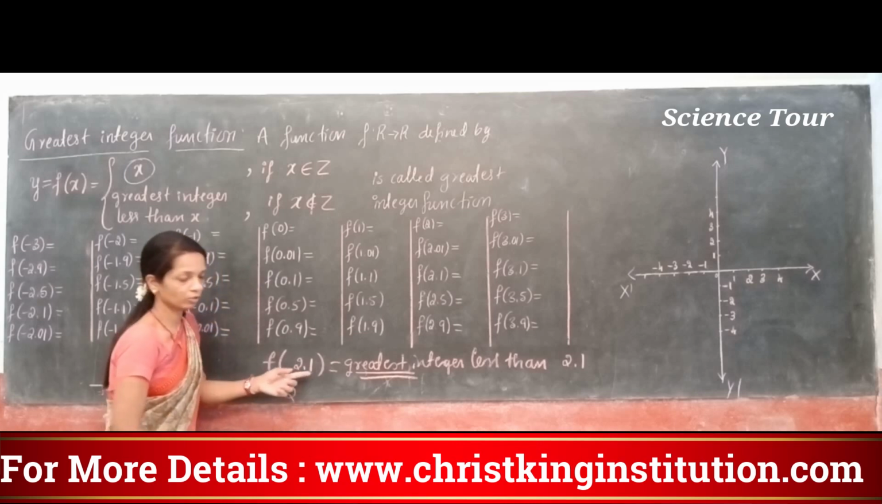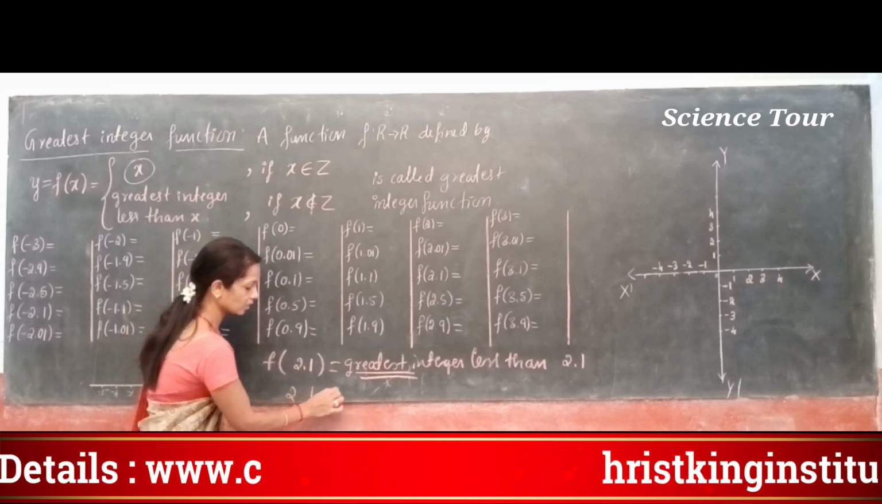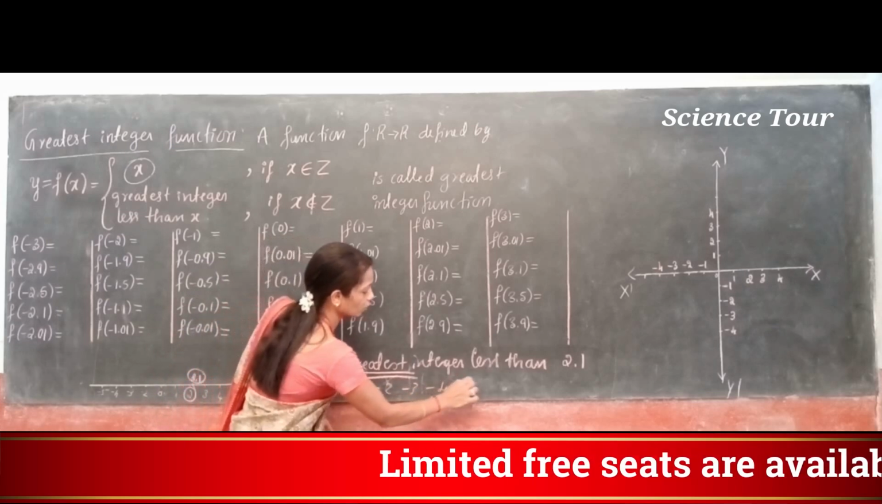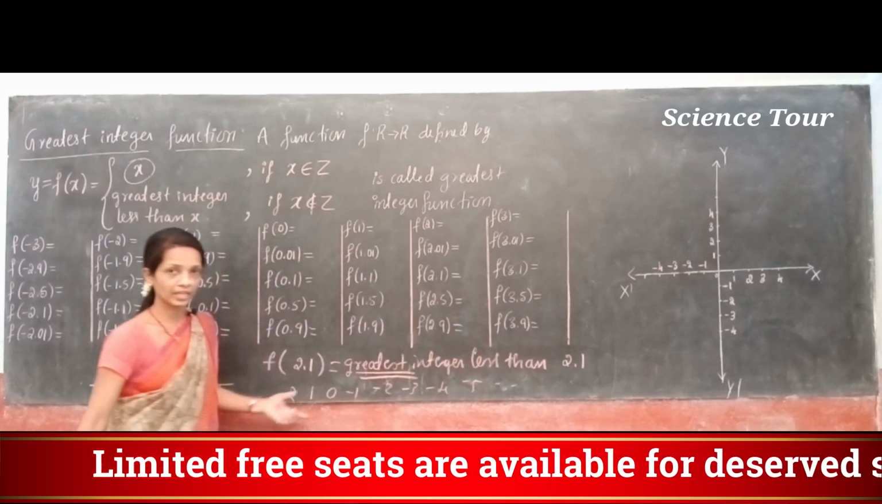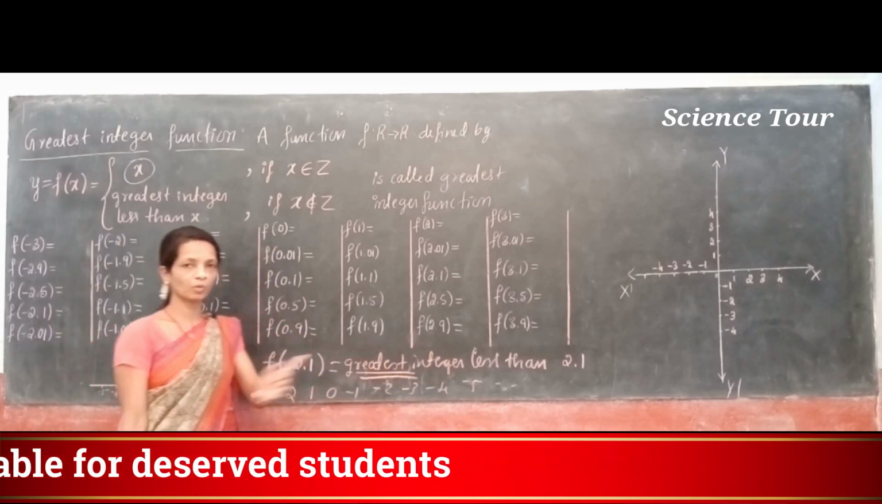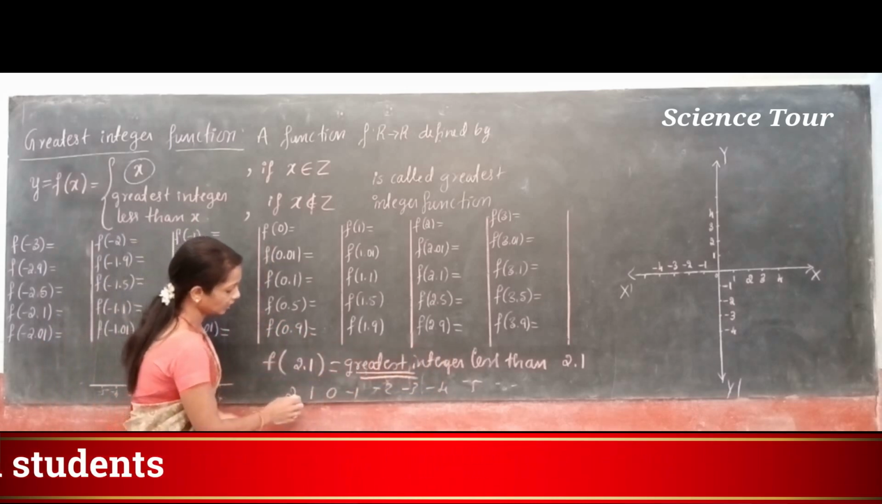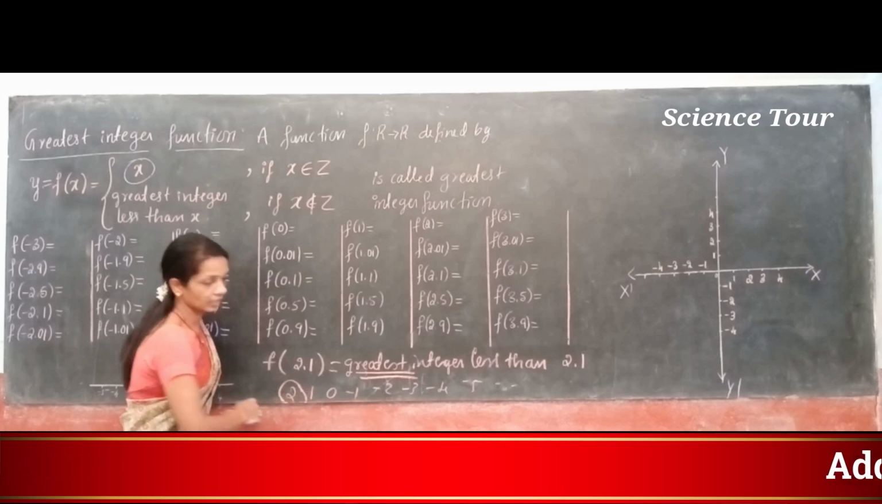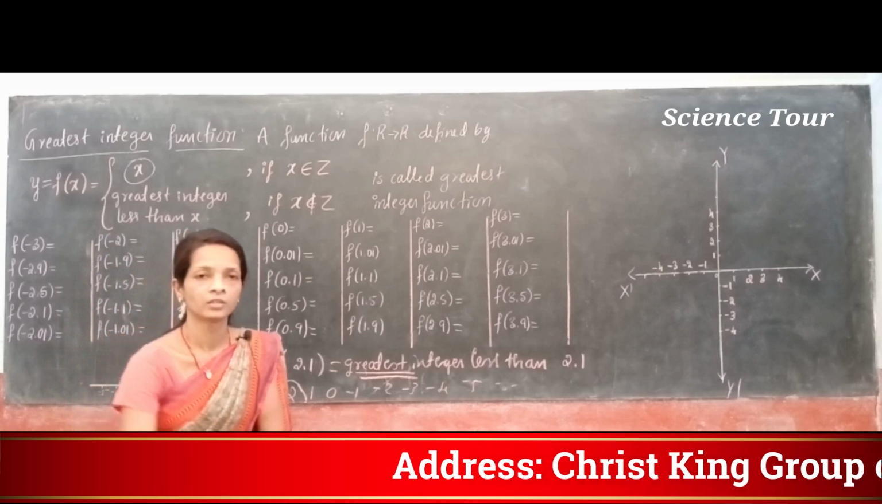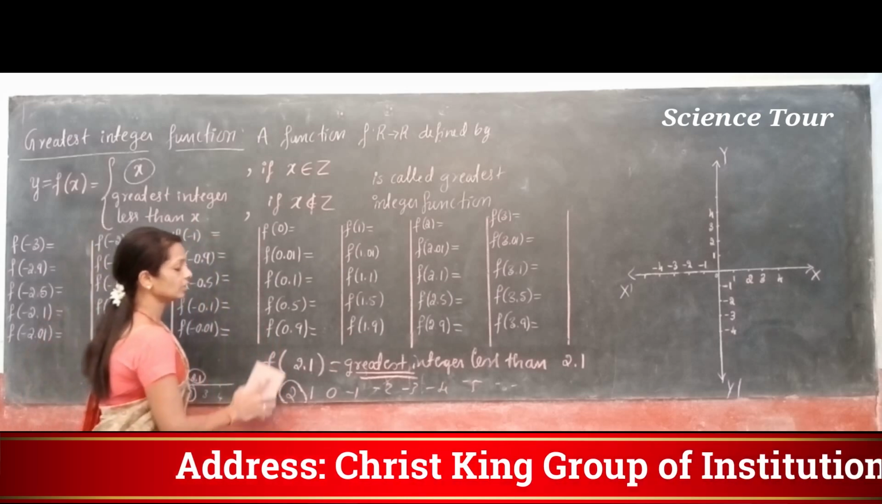2, that is less than 2.1, then 1, 0, then minus 1, minus 2, minus 3, minus 4, minus 5, like that you have many integers. These are integers which are less than 2.1, but in these integers which is the greatest one? Greatest one is 2, right? So like that you have to find the y value or f answer.